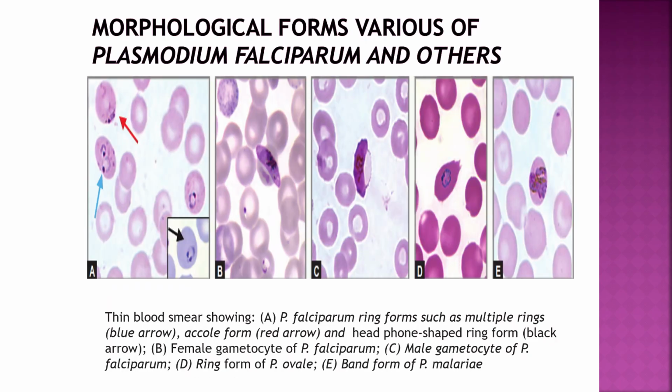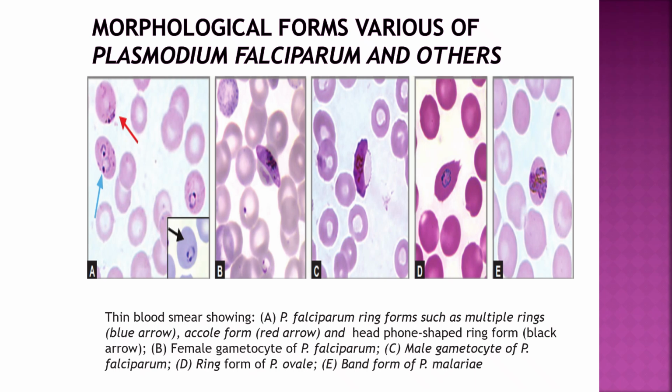Now you can see in A the Plasmodium falciparum morphological forms. In A you can see ring forms. There are a few RBCs containing multiple rings, a few RBCs containing the headphone appearance of the ring form of Plasmodium falciparum, or you can see an accole form. Then in B and C you can see banana-shaped gametocytes of Plasmodium falciparum. So only two stage forms are seen in Plasmodium falciparum. Schizont and trophozoite are usually not seen in peripheral blood.